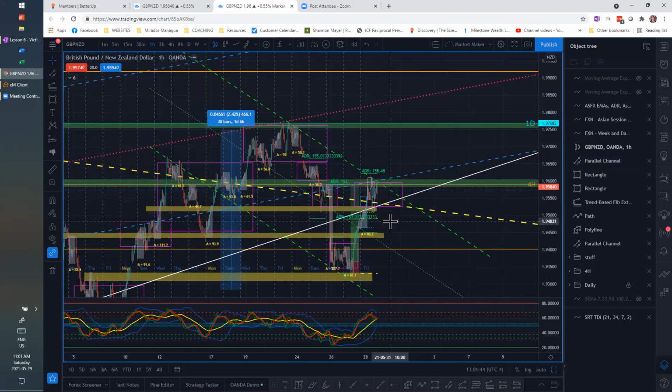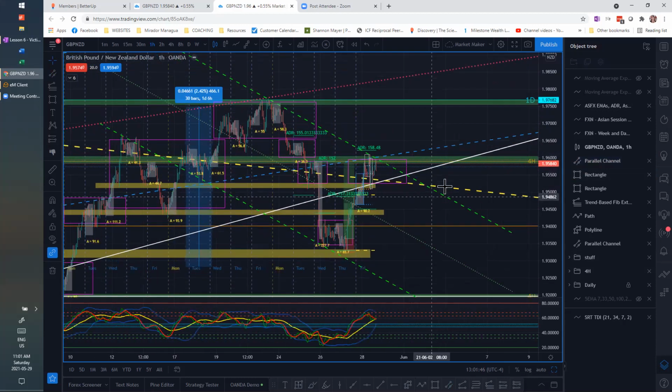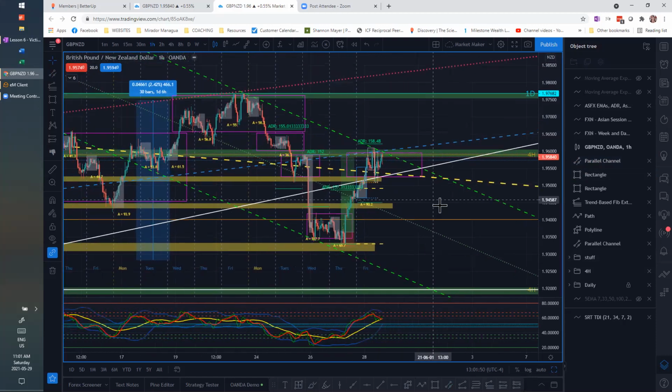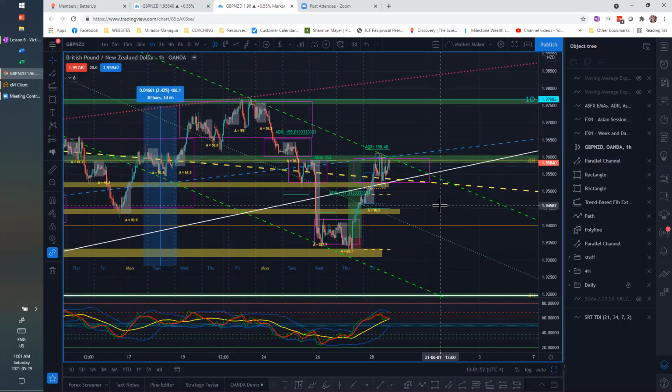Yep. So in all reality, it could go either way. Exactly. So we've got some break of structure in here, bringing this down lower. We haven't yet set a high to get above here. We haven't broken this high.